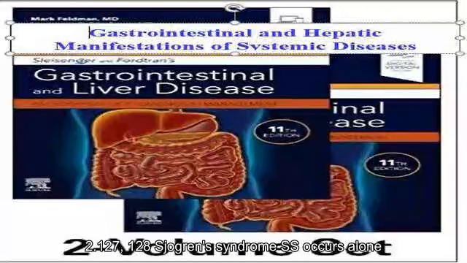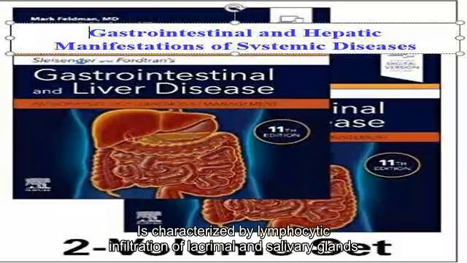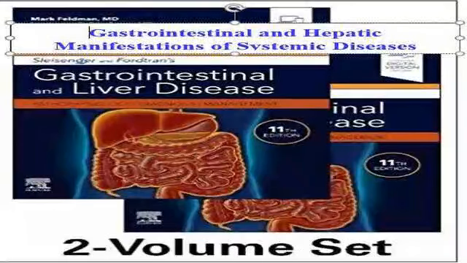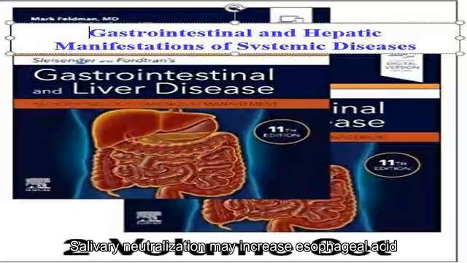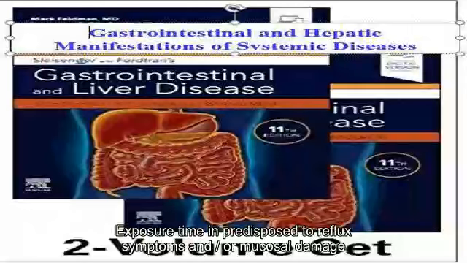Sjogren syndrome, SS, occurs alone, primary, or associated with an autoimmune disease, secondary. SS is characterized by lymphocytic infiltration of lacrimal and salivary glands with keratoconjunctivitis sicca and xerostomia. The mouth, discussed in Chapter 24, and esophagus are most commonly involved. Reduced salivary neutralization may increase esophageal acid exposure time and predispose to reflux symptoms and/or mucosal damage.